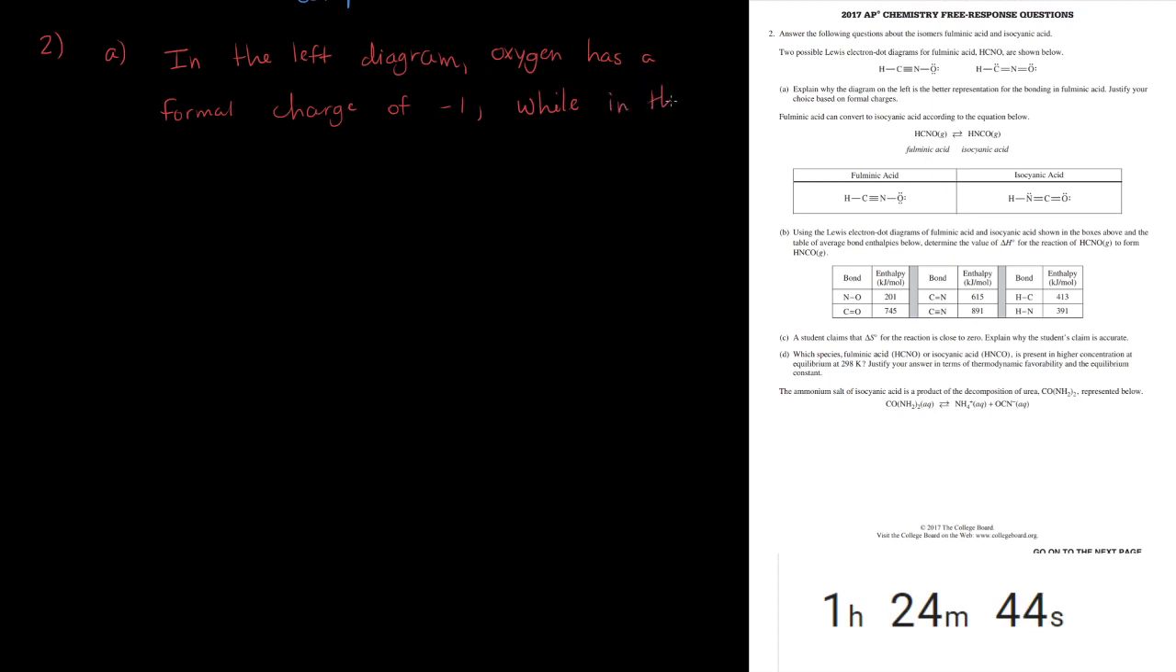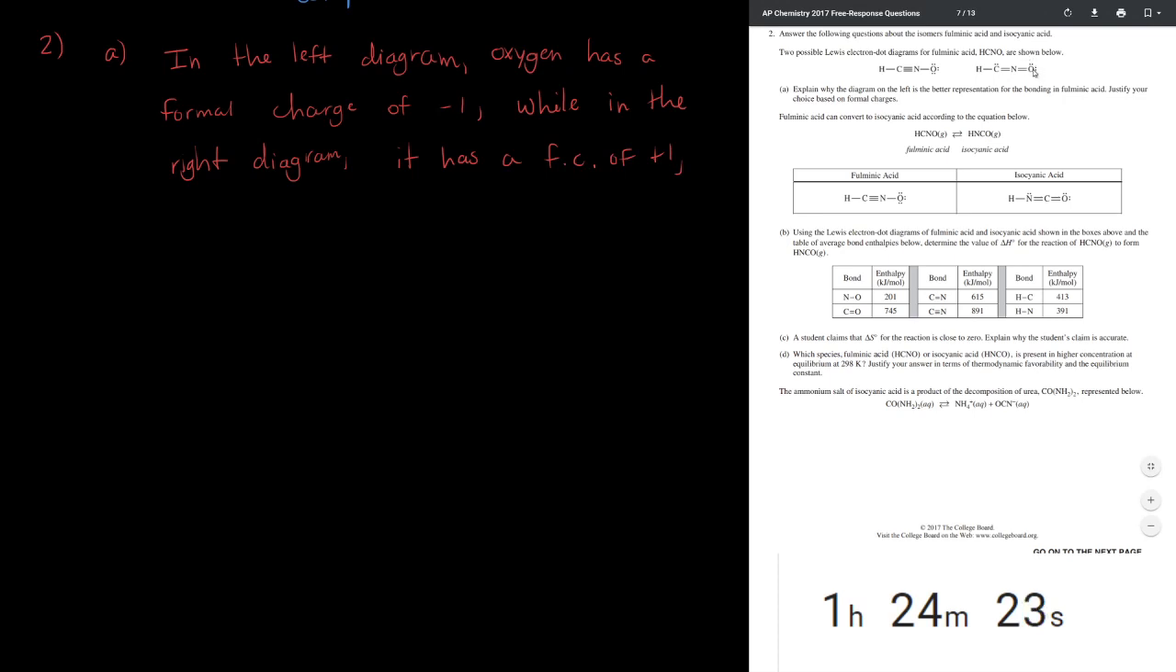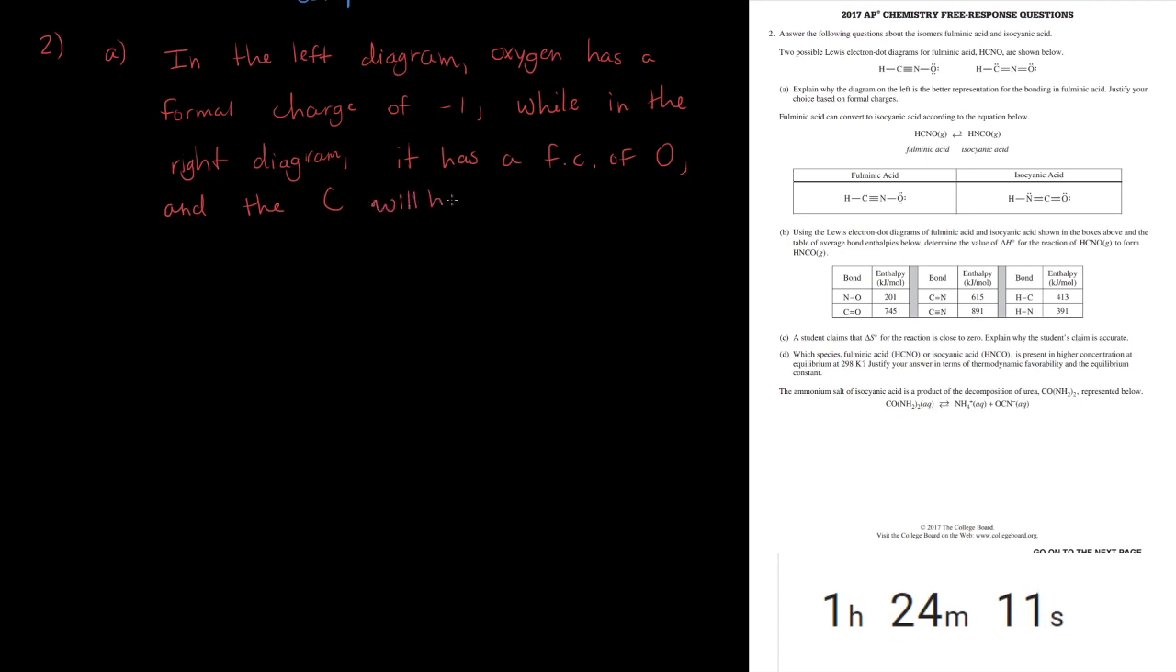while in the right diagram, it has a formal charge of +1 because it has these 4 pairs. Oh, sorry, actually it's going to have a formal charge of 0. But then importantly, the carbon will have -1.